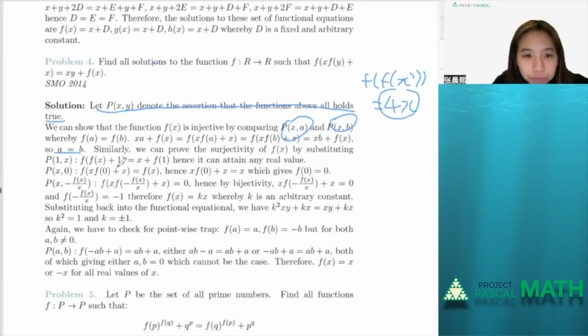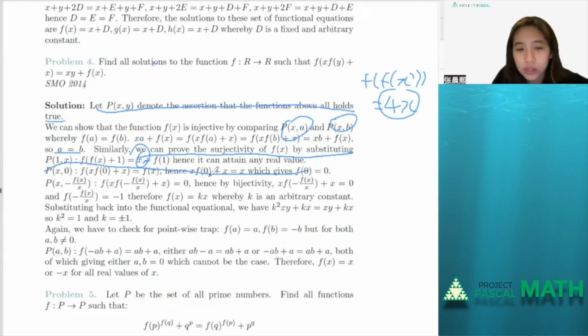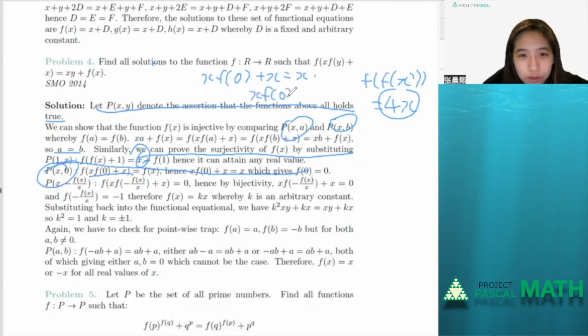And so we prove the surjectivity because since x can attain any real value in the domain, this function itself can also attain any real value. And we do some substitutions. We sub in x and 0. And then since this is injective, we get x f(0) plus x equals x. And so x f(0) equals 0, which gives you f(0) equals 0.